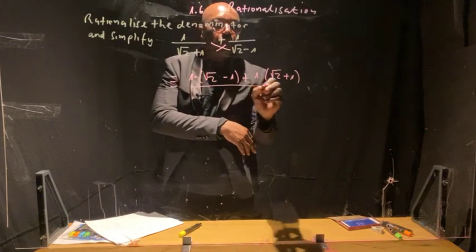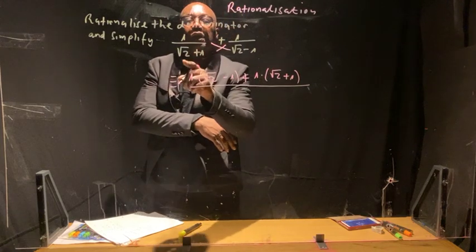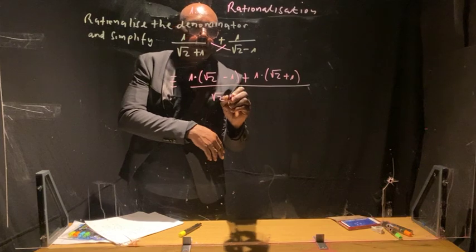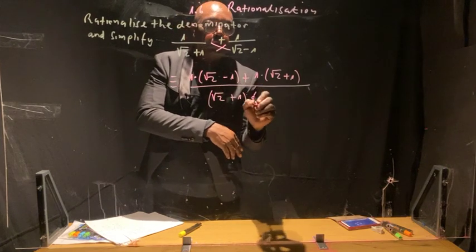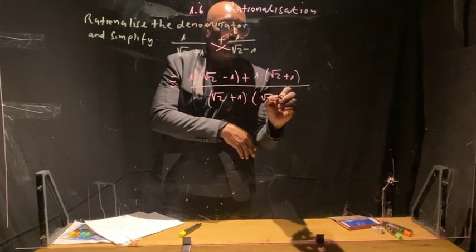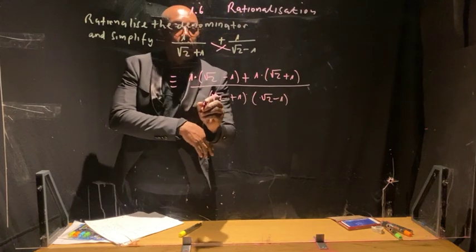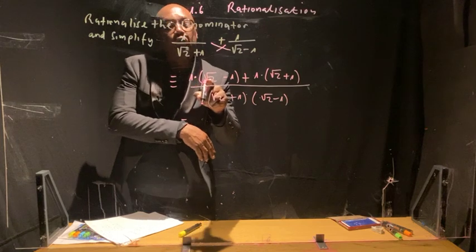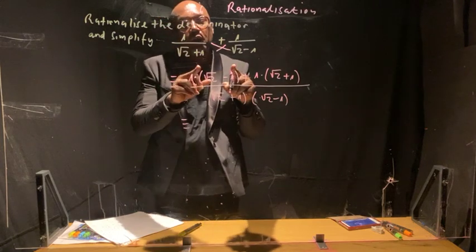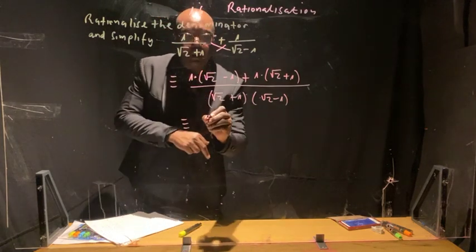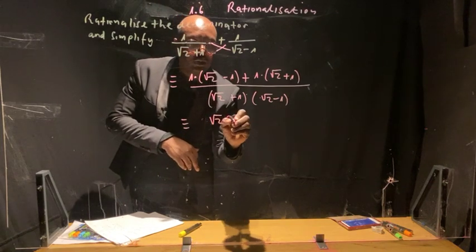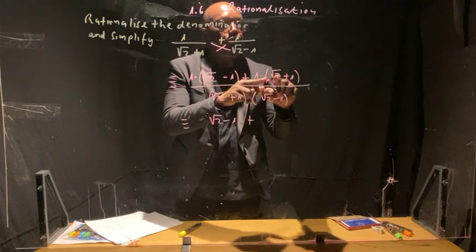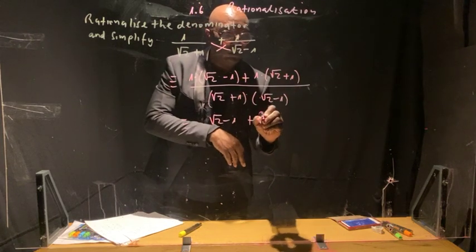All have a common denominator, which is this one and this one being multiplied together. So we have root 2 plus 1 and we have root 2 minus 1. So this one becomes 1 multiplied to the whole root 2 minus 1. It becomes root 2 minus 1. Then you have plus 1 multiplied to root 2 plus 1, which becomes root 2 plus 1.